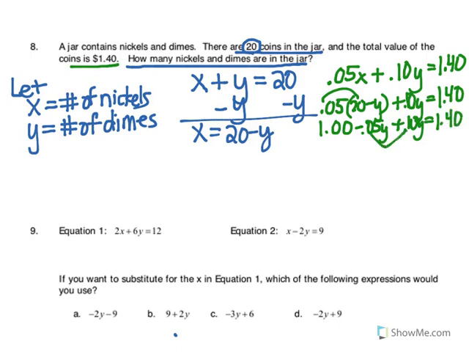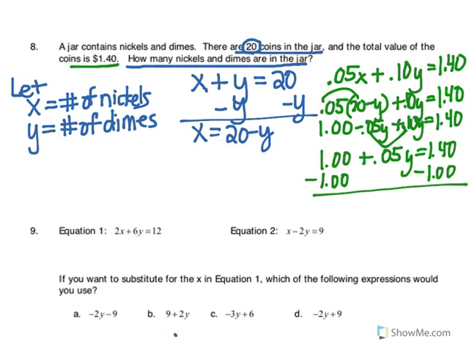Let's combine like terms right here. So we have $1, and you have 10 cents y minus 5 cents y, which is going to be plus 0.05y, equals $1.40. So now we're going to subtract $1, and you get 0.05y equals 40 cents. Divide by the 5 cents, and we find out that there are 8 dimes.